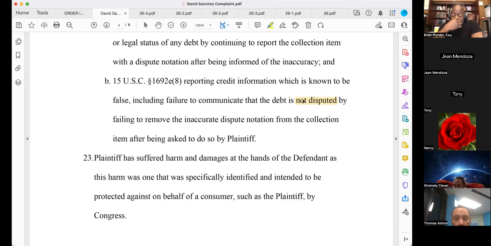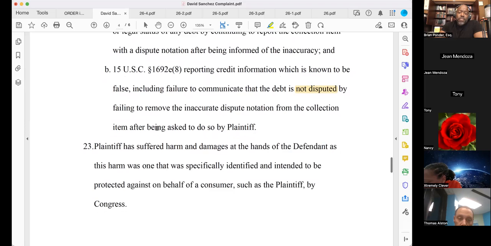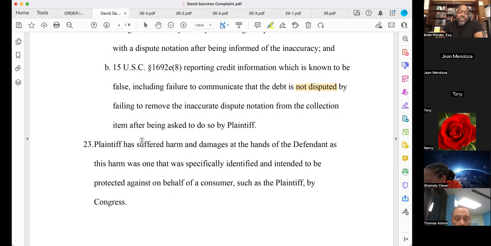But again, I do want to see the dispute letter, which is attached here, because you can't say that it's inaccurate outside the dispute. The way he wrote it in the complaint, it said the collection item is disputed, and in the collection item, that sentence didn't have anything about the dispute notation. So I would call this a poorly drafted complaint, poorly, but it worked.